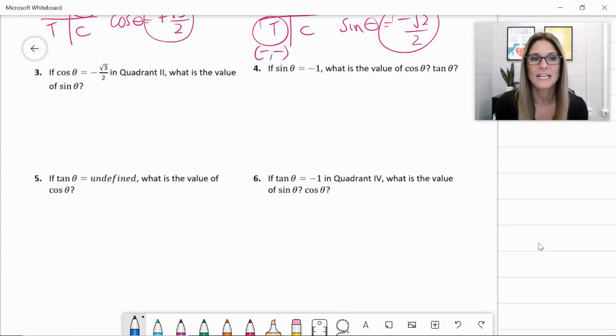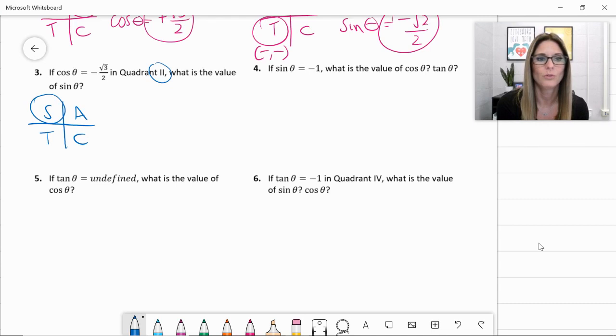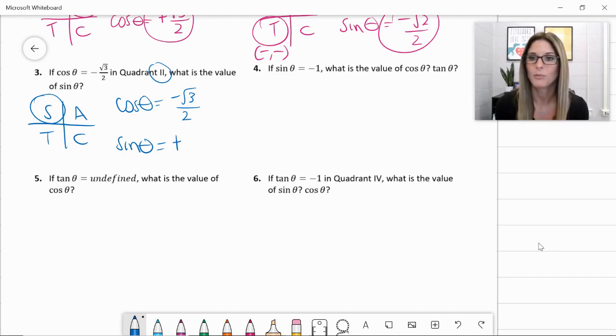Number 3, if cosine theta is negative square root of 3/2 in the second quadrant, what's the value of sine? I'm going to sketch out ASTC. All students take classes. They said we are in the second quadrant, so here we are, second quadrant where sine is positive, the rest are negative. They gave us cosine theta is negative square root of 3/2, negative because we're in the second quadrant. What is sine? Well, in the second quadrant, sine is positive. And then square root of 3/2 is always married and paired with 1/2.